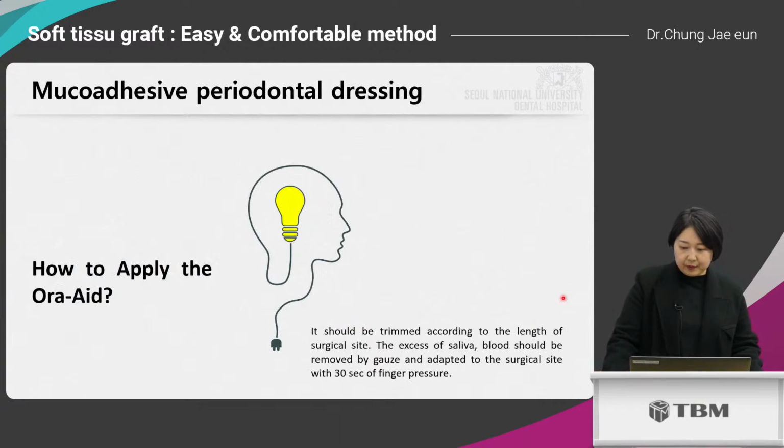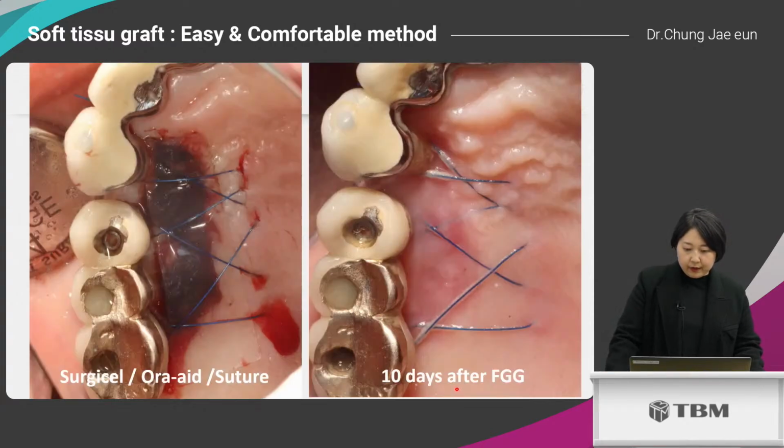Mucoadhesive dressing should be trimmed according to the length of the surgical site, and the excess of saliva and blood should be removed by gauze and adapted to the surgical site with 30 seconds of finger pressure. Ora-Aid can be applied to both recipient and donor site in the free gingival or free connective tissue graft. The mucoadhesive dressing stabilizes the blood clot at palatal area and will dissolve in a day.